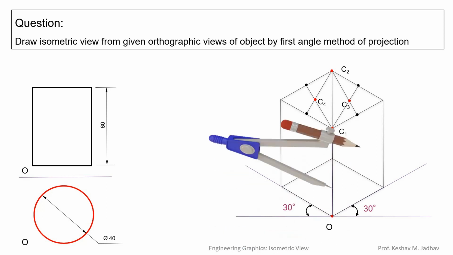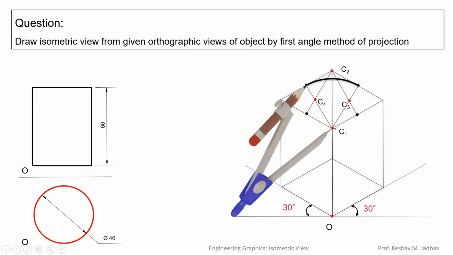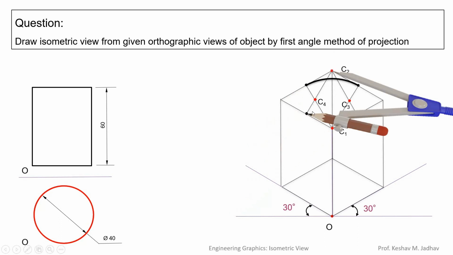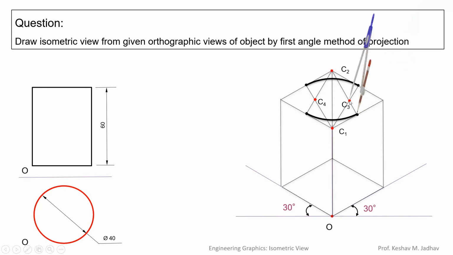So by using a compass, or it is also called a rounder, take C1 as a center and radius equal to this much. Draw an arc like this. Similarly, take center C2 and the same radius and draw an arc like this. Then take C3 as a center and radius equal to this much and draw an arc like this. Then take C4 as the center, same radius, and complete the arc like this. So in this way we can complete the circular part in isometric view. It will look like an ellipse, and we have drawn this circular part by using the 4 center method.